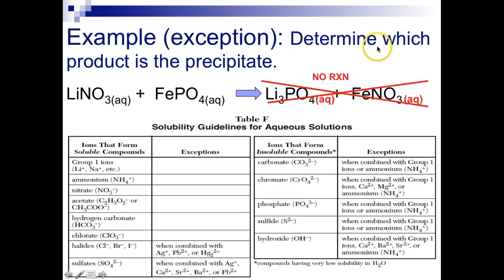Let's look at this example. In this example, let's determine which of the products is the precipitate. When we look at lithium nitrate, we have nitrate over here, so this will be aqueous. Then on the right side of the reaction, we'll have LiPO4 and FeNO3. LiPO4 is something that is soluble. Phosphates are normally insoluble except when they're combined with group 1, and lithium's part of group 1, so it's going to be aqueous. Nitrates are always soluble. There's no exception, so it's aqueous. Anytime you're doing a double replacement reaction and you have two aqueous solutions producing two more aqueous solutions, no reaction will happen.